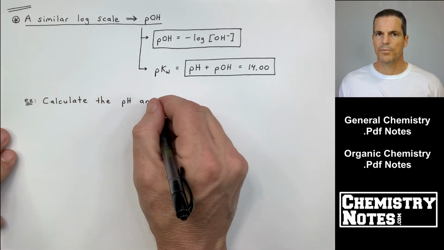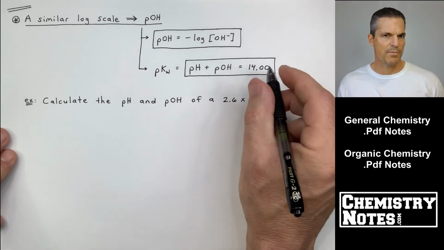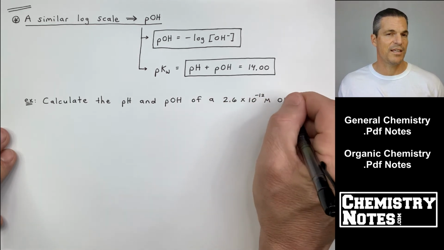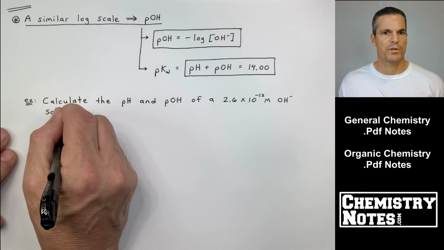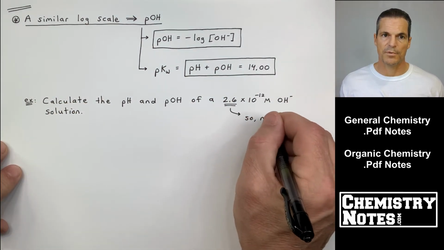So I put boxes around both of those because they're very useful. It's very helpful if you commit those to memory because you use them a lot in acid-base calculations where you're asked to find pH, pOH, etc. Let's do an example problem.